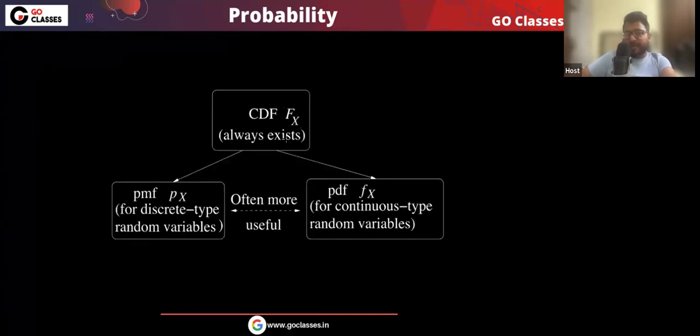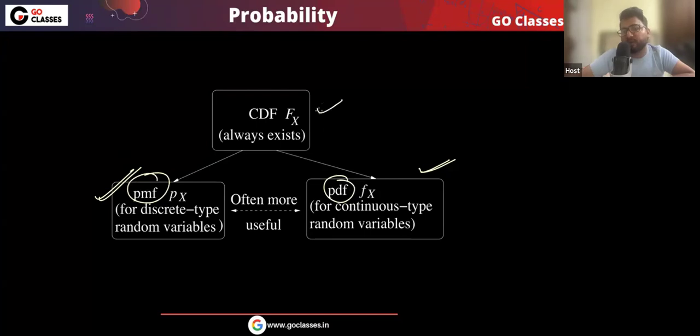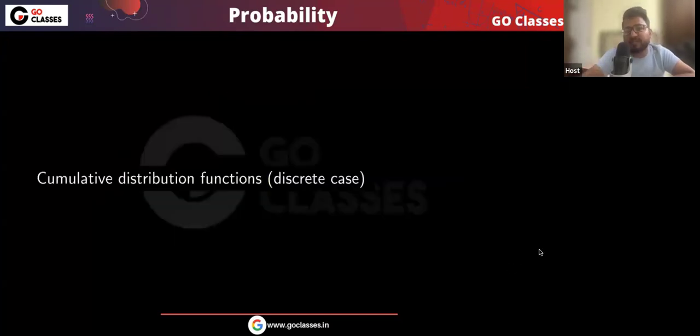So CDF is actually always defined, which means irrespective of the random variable, whether it is continuous or whether it is discrete. So CDF is always defined for the PMF, I mean for the discrete case also, and for the continuous case also. It's not that it's defined only for continuous. But for continuous, we only have PDF. For discrete, we have the PMF. And CDF is common for both. Let's just see the CDF for the discrete case, okay?